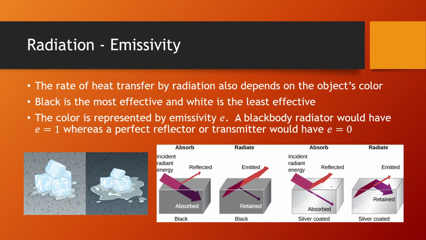Now over here, on the other hand, we have a silver-coated surface, which would be more of the reflector. In this case, we have a lighter color, and we're going to reflect a lot of that energy and only absorb a little bit. Versus radiating, we don't radiate a lot, we emit just a little bit. So we retain most of that energy throughout this object, whatever it may be.